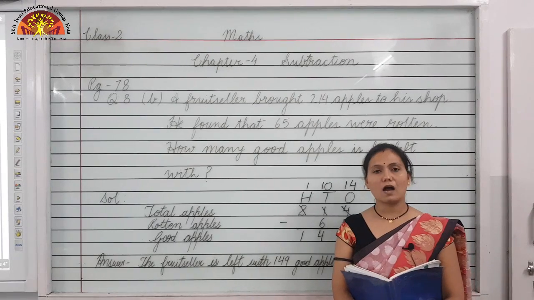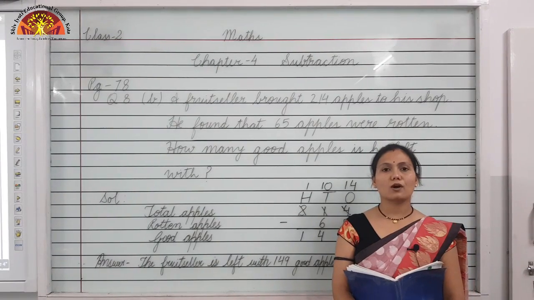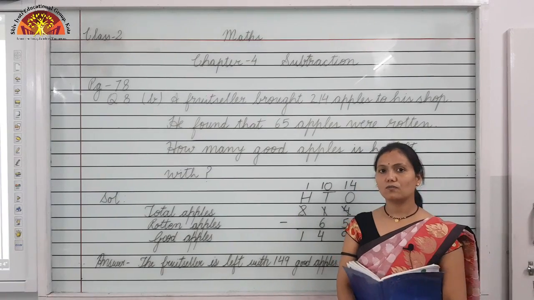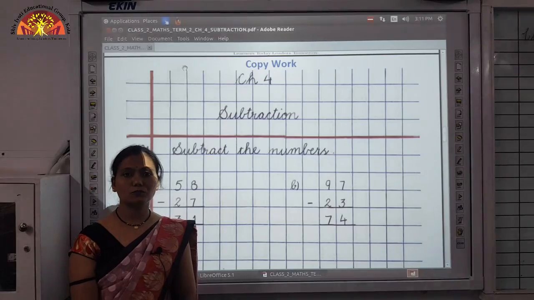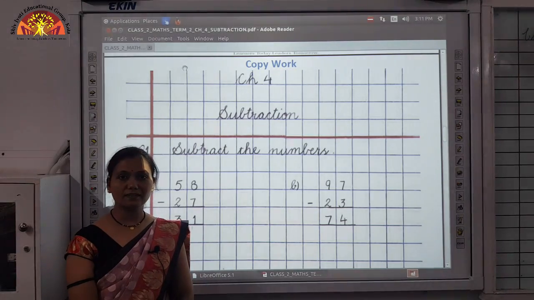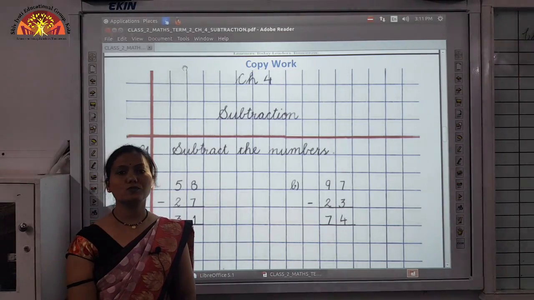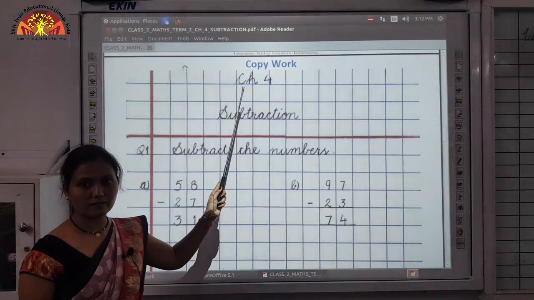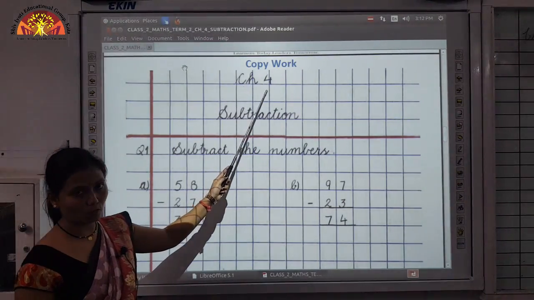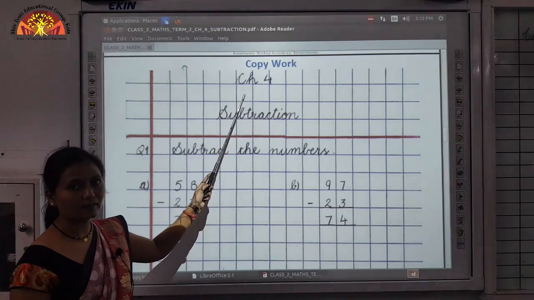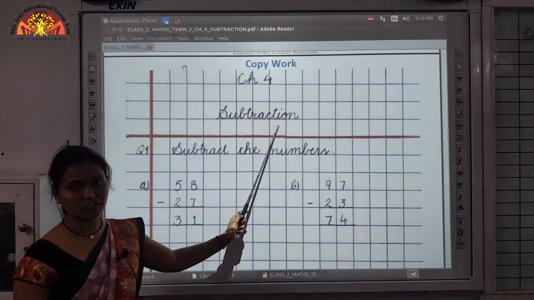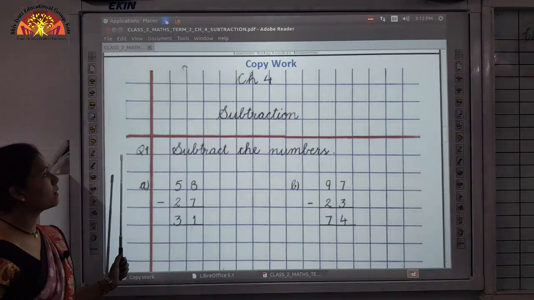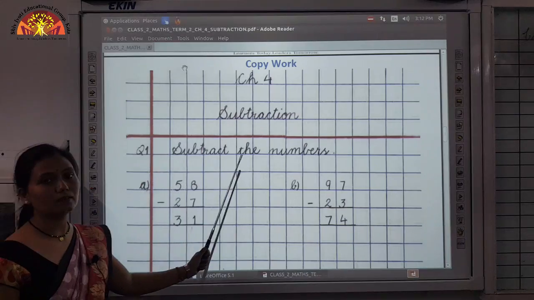You understood how to solve word problems. Now the rest of the questions you will do yourself. Now we will do copy work. You have to do your notebook work neatly and in good handwriting. Use red margins properly. In the first line, write down chapter number 4. Then leave one line and write down subtraction. Again leave one line and write question number 1, subtract the numbers.